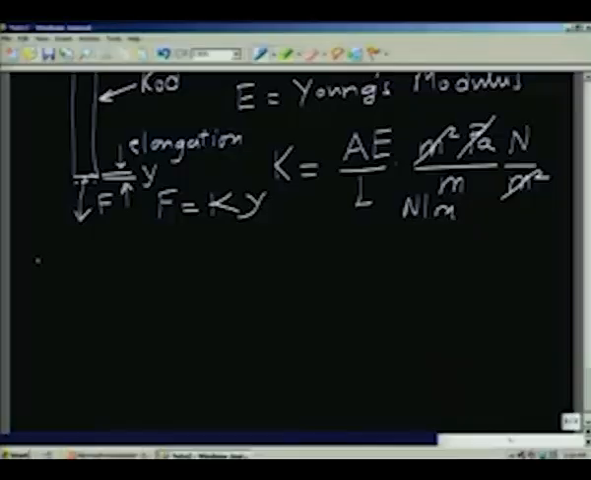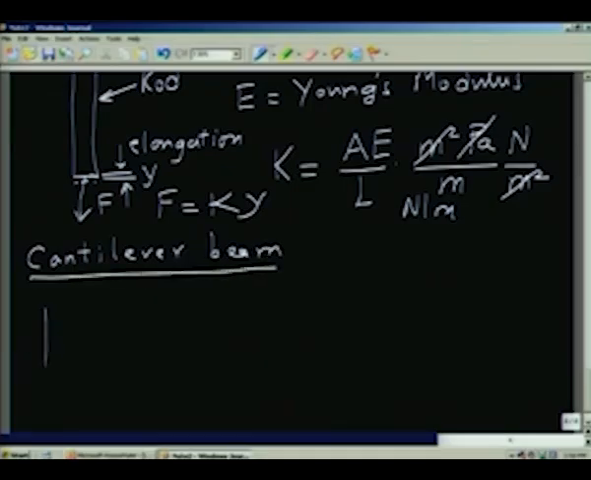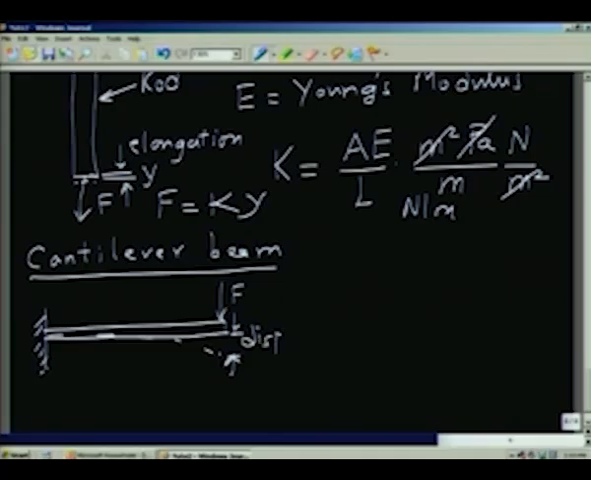Let us look at another element which can be used for this purpose. The case is that of a cantilever beam, which is very often used for measurement of forces. So, cantilever beam. What we have is a rigid support, a long rod of some suitable cross section. You apply the force at the free end, and of course it will bend like this. So, there will be some displacement as it is shown here.